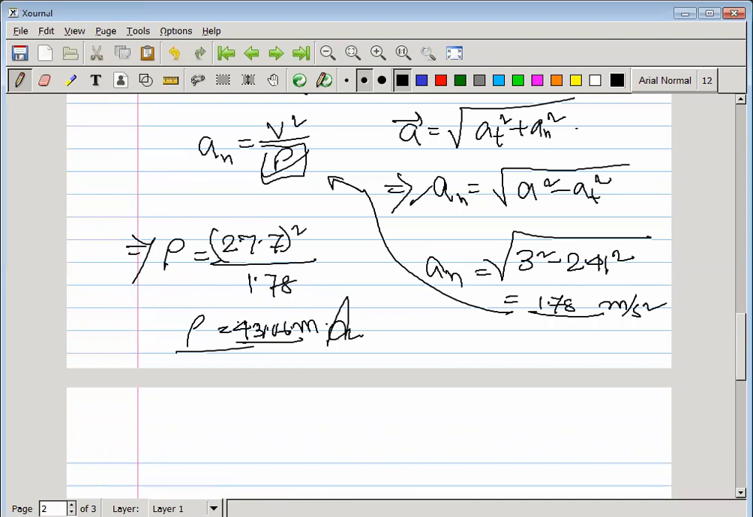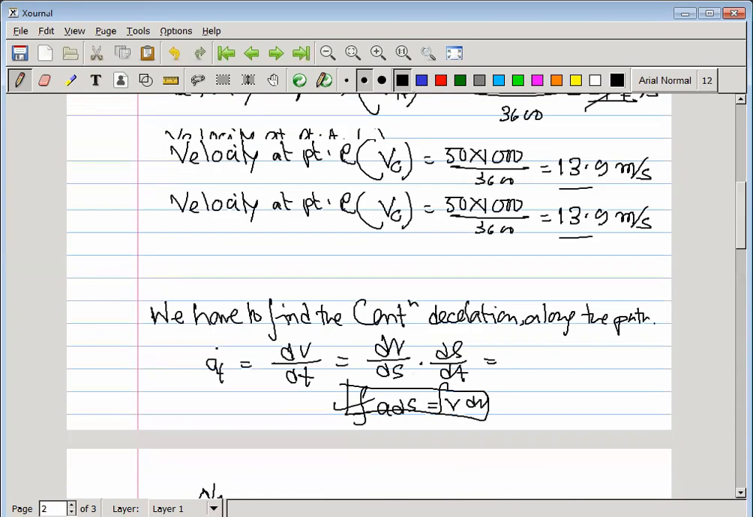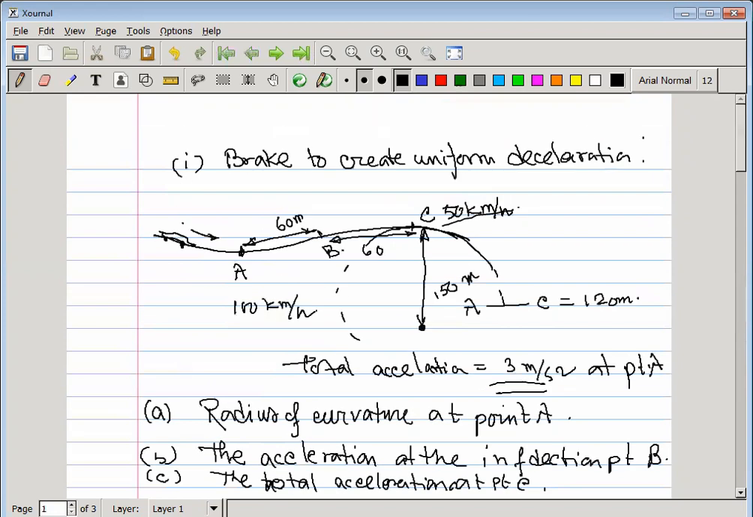Okay, now condition B. What is written in B? B is the acceleration at point B, and B is in the middle. See, this is point A, this is point C, and this total distance is 120 meter, and in between there is B. So as per the question, find the acceleration at point B.